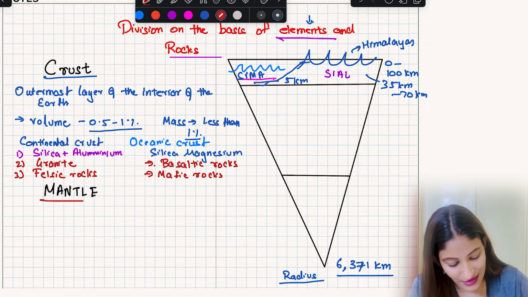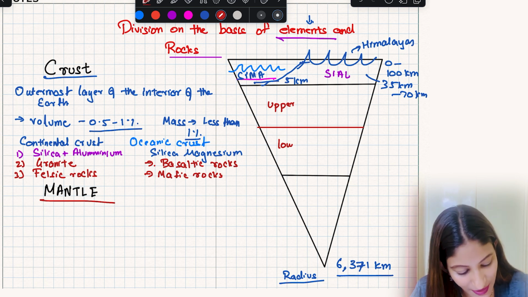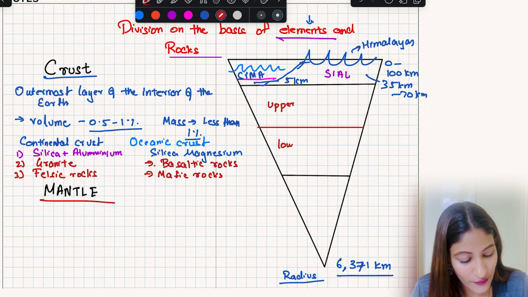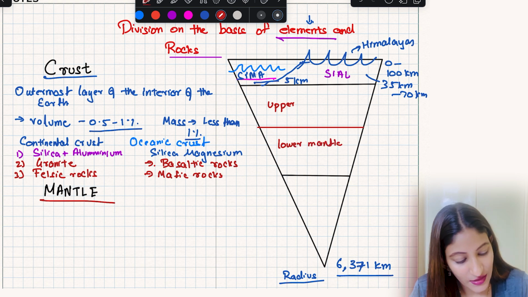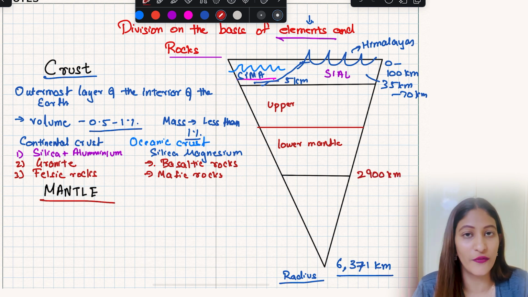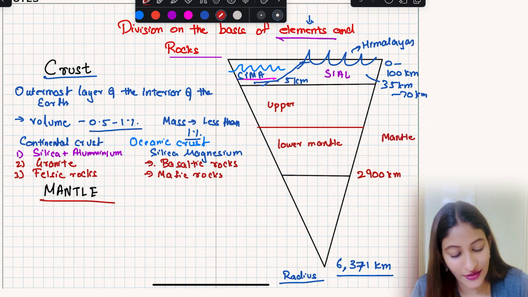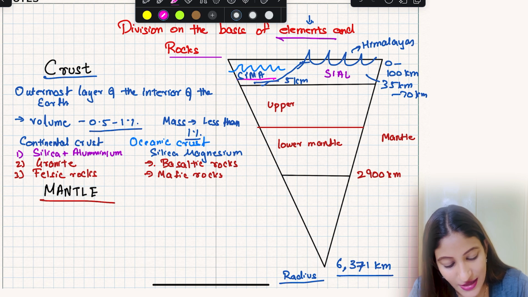The second layer is the layer of mantle. Mantle is a very interesting place. Why? Because mantle itself is divided into two layers. First one is the upper mantle and second one is the lower mantle. And the mantle is found from 100 kilometers to 2900 kilometers. This is the range of the mantle. Now the mantle, as I said, is divided into two parts, the upper and the lower mantle. In that also we have certain divisions.